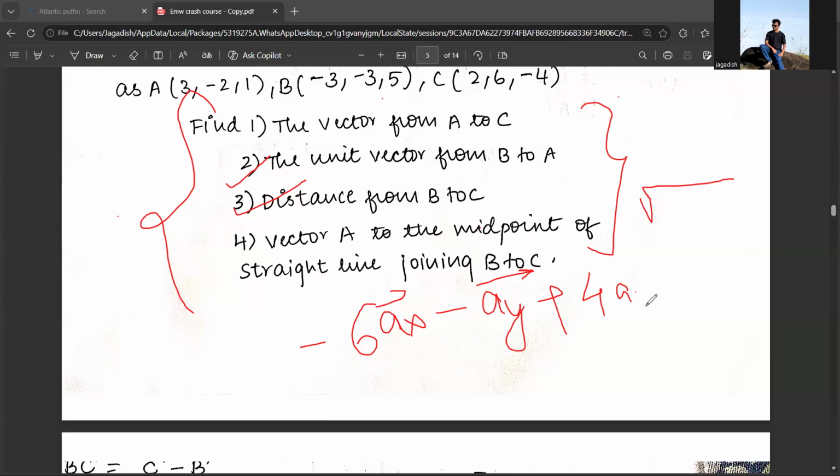Now you have to take the square root of it. Here they asked for the unit vector, not just the vector. So see the question. If they have asked the unit vector, or else if you take the square root, what answer comes? 36 plus 1 plus 16.